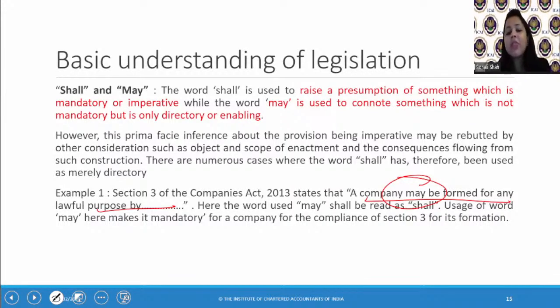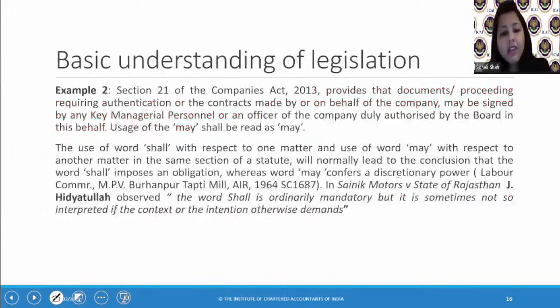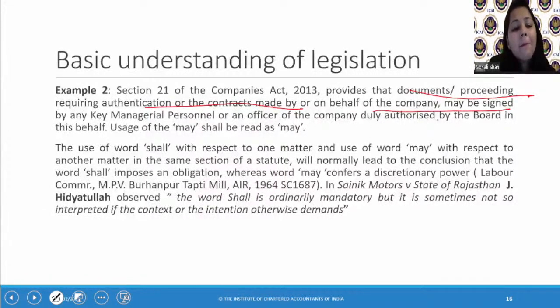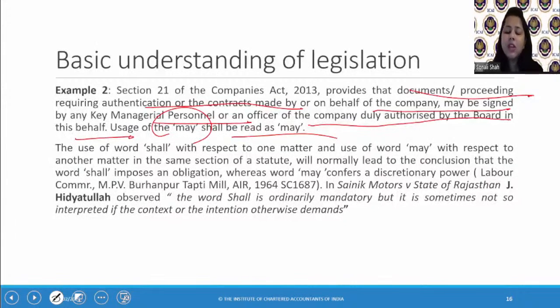So generally the word shall implies being mandatory and the word may is implied as being free, but in some circumstances they can be interpreted differently. If we look at another example, Section 21 of the Companies Act provides that documents or proceedings requiring authentication, or contracts made by or on behalf of the company, may be signed by any KMP or an officer of the company duly authorized by the board in this behalf. So here may is understood as being directory in nature only.